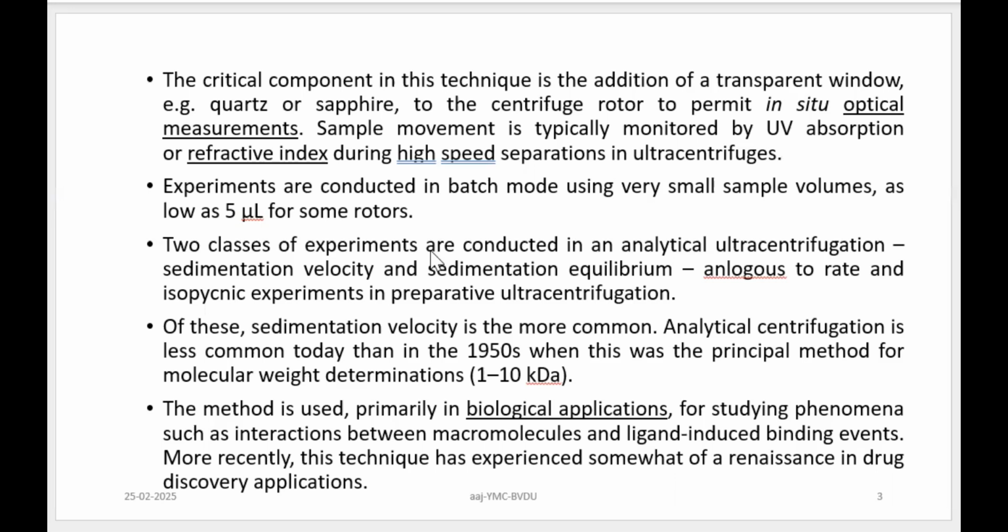So all the properties are going to get altered, and that will be an indication that yes, the complex has been formed, or it has got converted into a product, and the complexing materials are separated, etc. So to study the biological processes, the phenomena of interaction between different molecules, analytical ultracentrifuges are used.